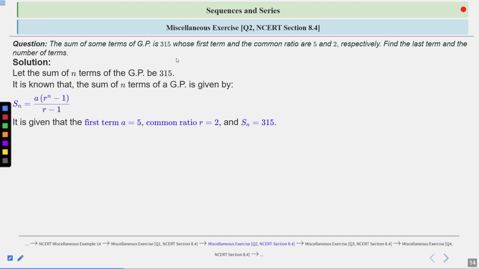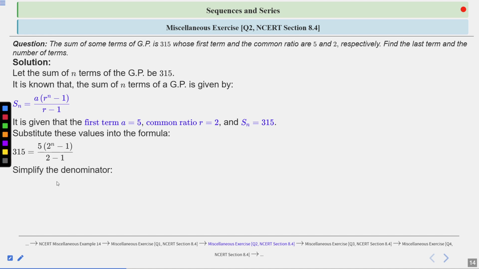According to the question, the first term and common ratio are both given. First term a equals 5, and common ratio r equals 2. And the sum of n terms of the geometric progression is 315. Therefore, we can write Sn equals 315. So we have the value of the first term, the common ratio, and Sn. Substitute these values into the above formula. This implies 315 equals 5 times (2 power n minus 1) divided by (2 minus 1).